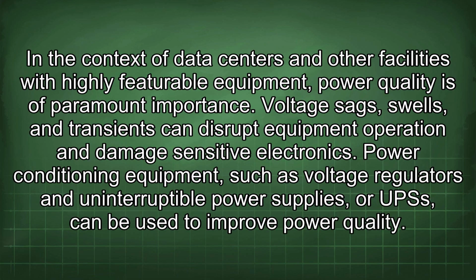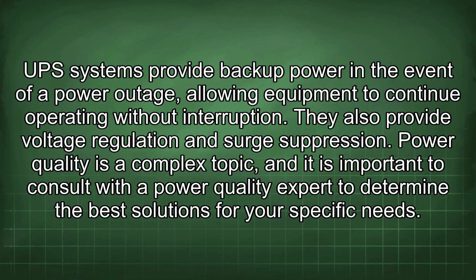In the context of data centers and other facilities with highly featureable equipment, power quality is of paramount importance. Voltage sags, swells, and transients can disrupt equipment operation and damage sensitive electronics. Power conditioning equipment, such as voltage regulators and uninterruptible power supplies, or UPSs, can be used to improve power quality. UPS systems provide backup power in the event of a power outage, allowing equipment to continue operating without interruption. They also provide voltage regulation and surge suppression.